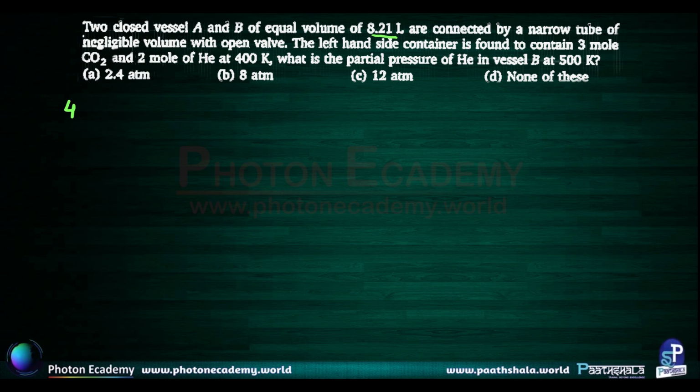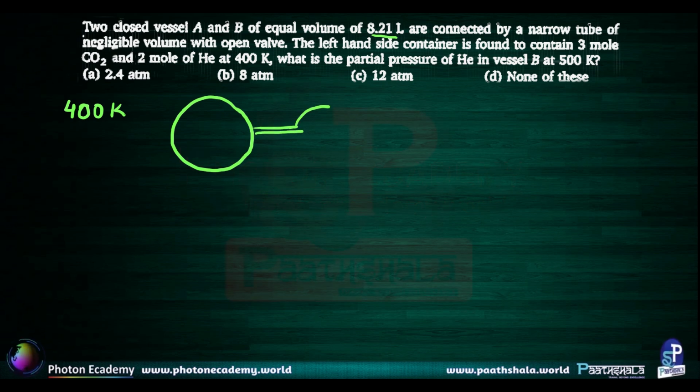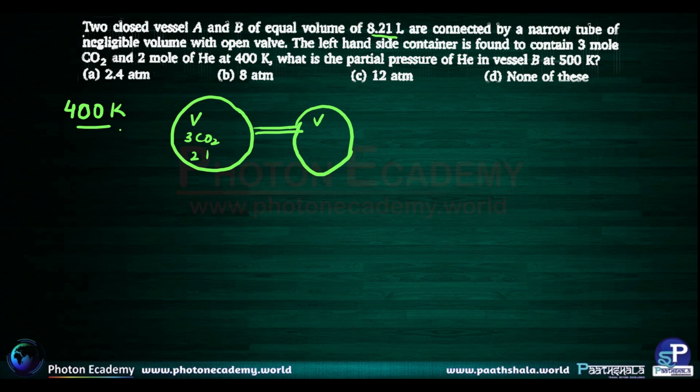So our first condition is set at 400 Kelvin. We have two containers connected by a negligible tube, and the volume of both are equal. Let's call it V and V, and the temperature is 400 Kelvin. In vessel 1, they are saying that there are 3 moles of CO2 and 2 moles of helium. Now we know that for both of these vessels, the volume and temperature are the same.